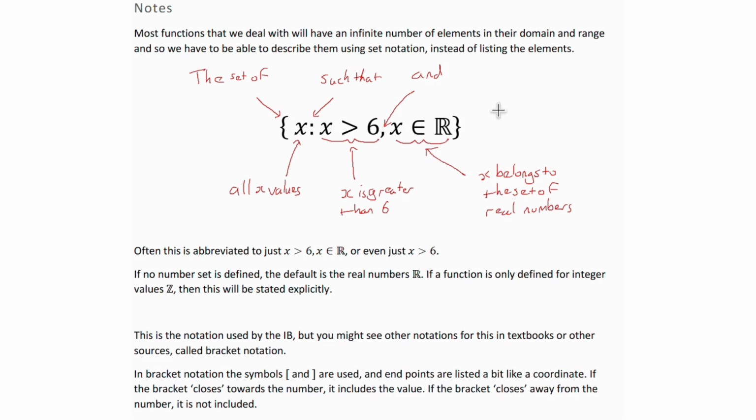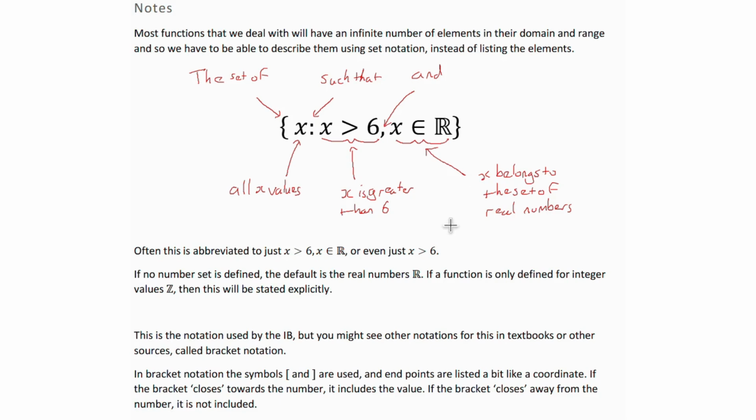All that really means is the domain is all real values of x greater than 6. Now quite often this will get abbreviated to just this without all the set notation, or even just this, x is greater than 6, and that is a shorthand for this whole thing. Generally speaking, if we don't define a number set, like I have here the real numbers, then the number set is the real numbers. If we want it to only be integers, we would specify integers, so x is an integer using the Z symbol, or rationals, or whatever it is. If we don't define something, we're going to assume that it's real numbers.